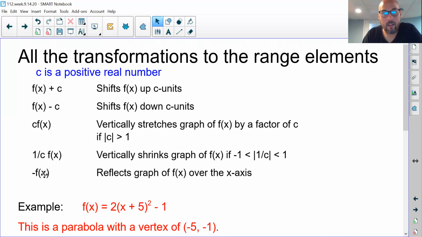It's worth mentioning that, remember, f of x is y. So when you take negative times f of x, you're just multiplying all the y values. So if a y value was up here in the positives, it becomes negative. It got flipped over the x-axis. And if the y value was negative, it becomes positive. It got flipped over the x-axis.